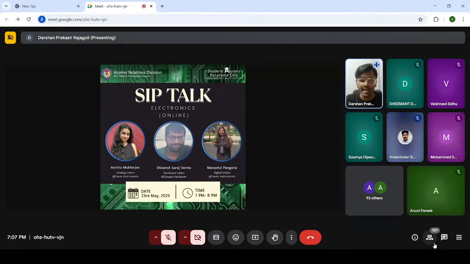Through this session, you'll gain valuable knowledge about the application process, preparation strategies, and the different roles available, all aimed at helping you make more informed decisions as you begin your own SIP journey. So, without further ado, let's dive right in. Each of our speakers will now take a few minutes to walk you through their journey, starting with Ashmita.